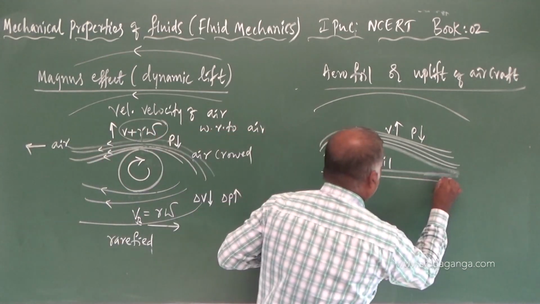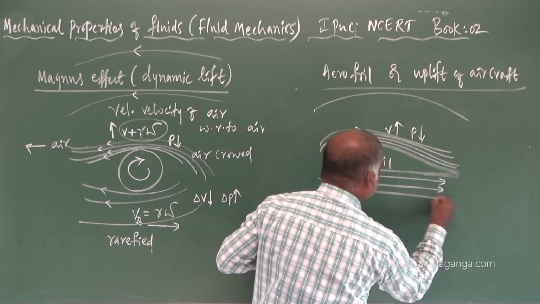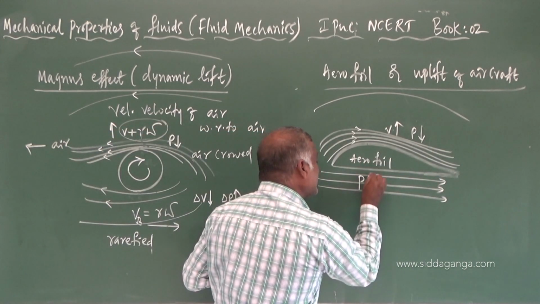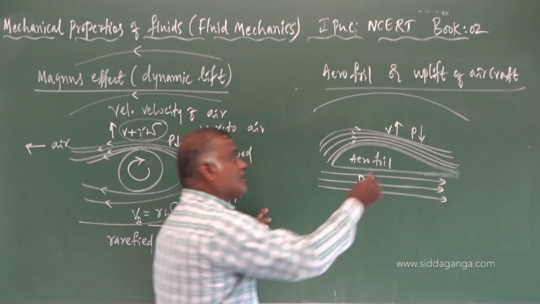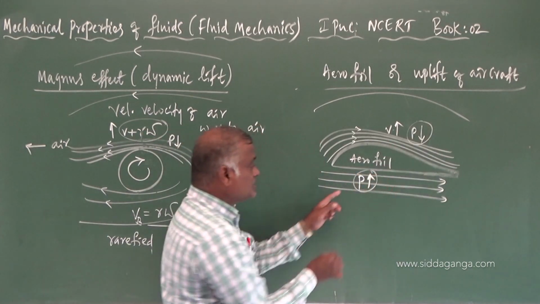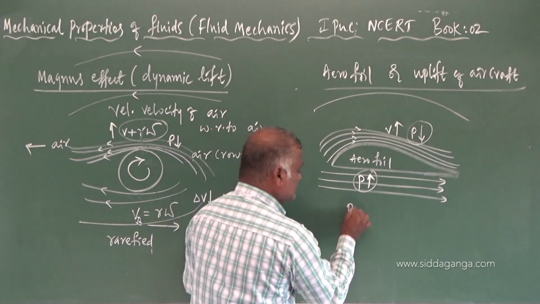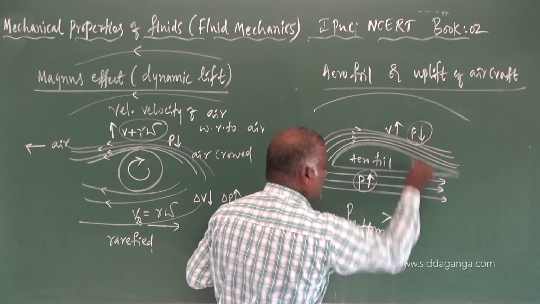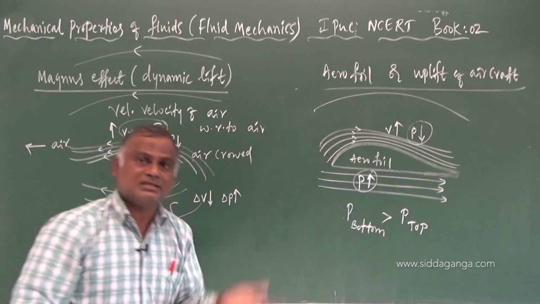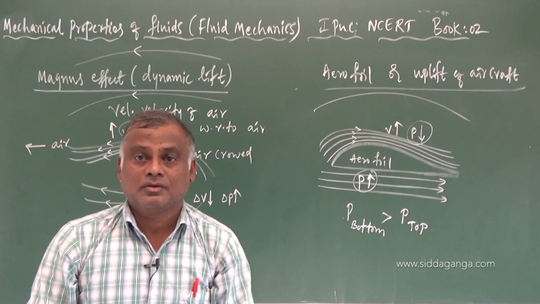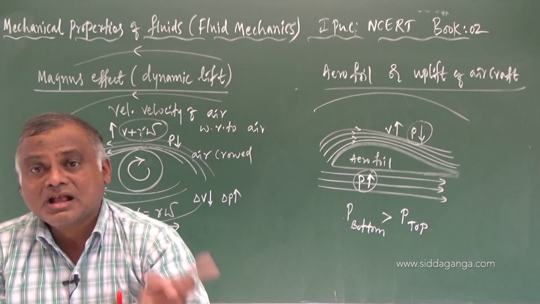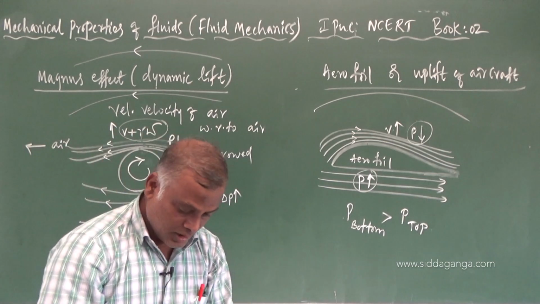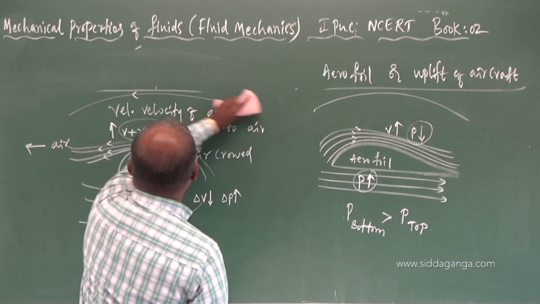However, at the flat surface at the bottom, there is an increase in pressure. Because of this, the pressure difference is such that pressure is more at the bottom compared to the top. Hence, the body is lifted up. We call this dynamic lift. Understood. Now, another one, heart attack.